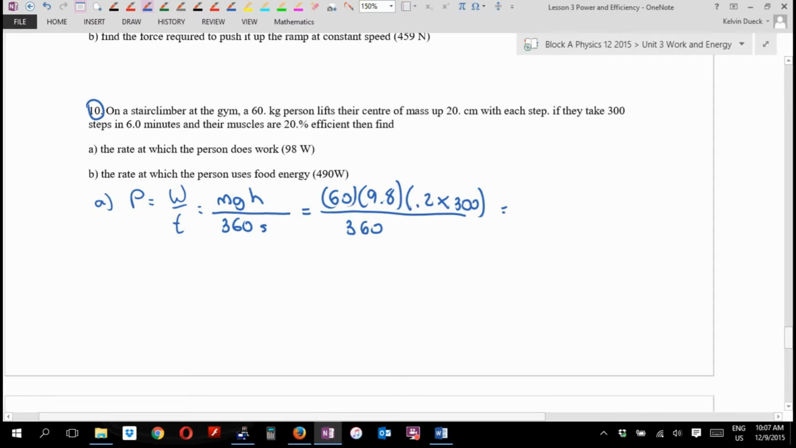That's not how much energy I burned, though, because you may have noticed when you exercise, what other type of energy do you give off quite substantially? Heat. But you're not just burning the energy required to do the exercise. You're burning all the energy your body requires to metabolize and everything. So B asks, what's the rate at which the person uses food energy? This wants the power, I think, that I put in. The power that I got out was 98 watts.